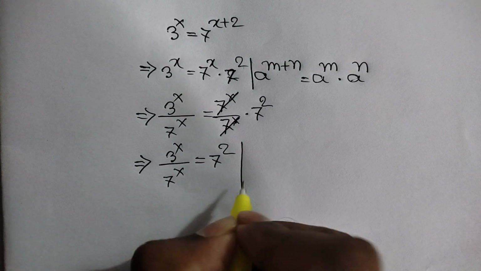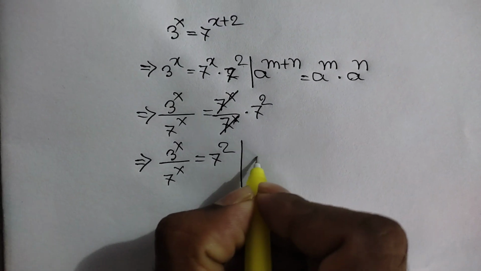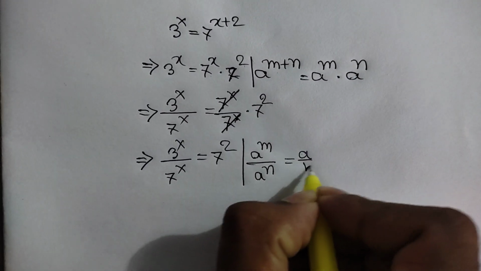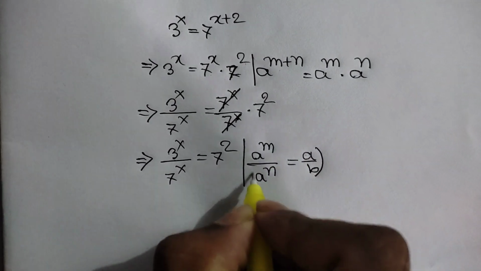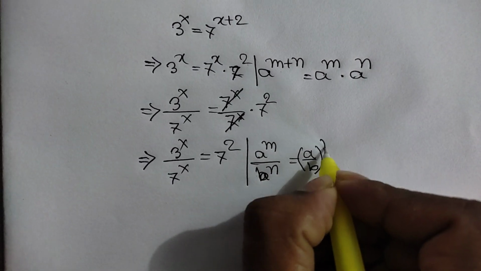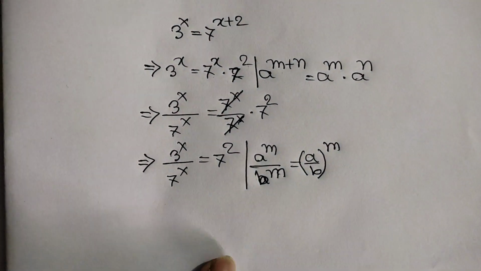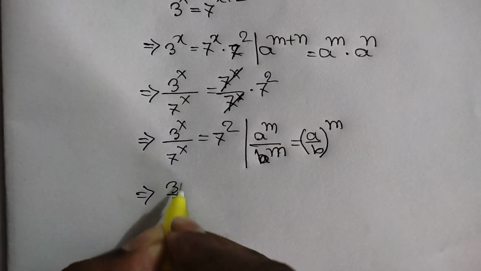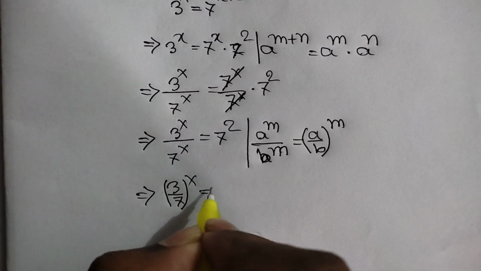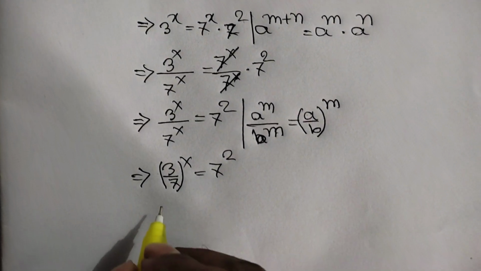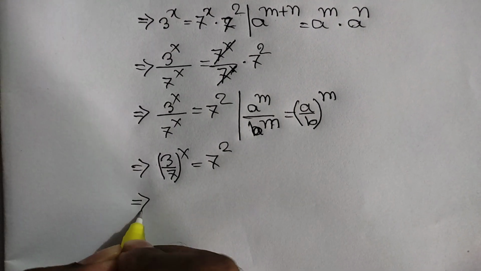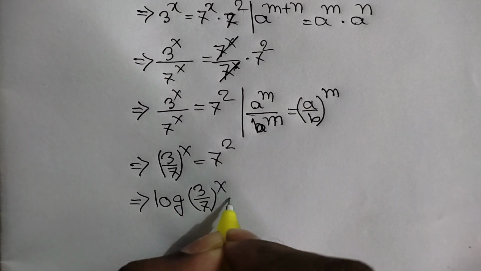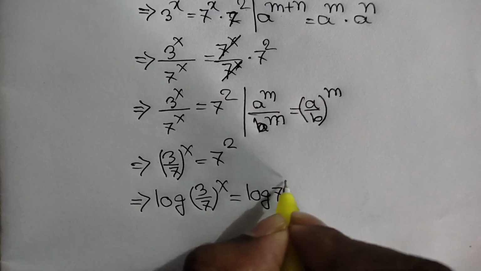Here we can apply this rule: a to the power m divided by b to the power m is equal to a by b to the power m. So we can write 3 over 7 to the power x is equal to 7 square. Now we are taking log on both sides. We can write log 3 over 7 to the power x is equal to log 7 square.